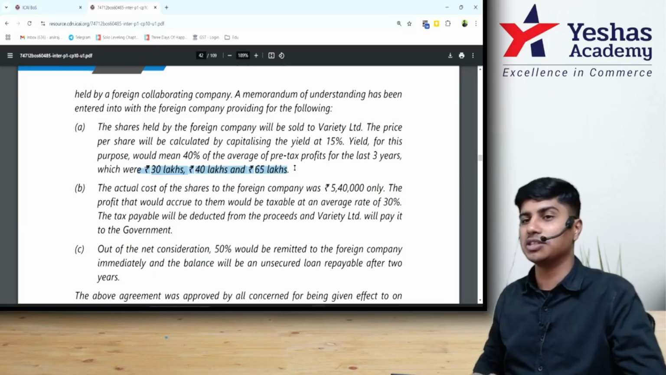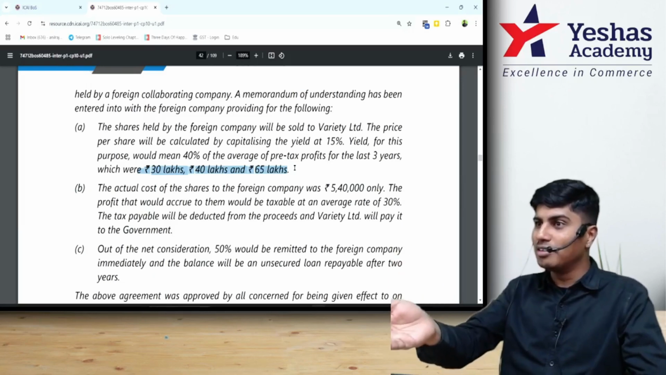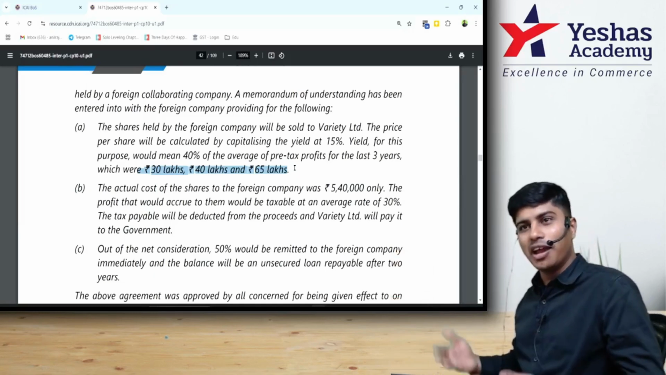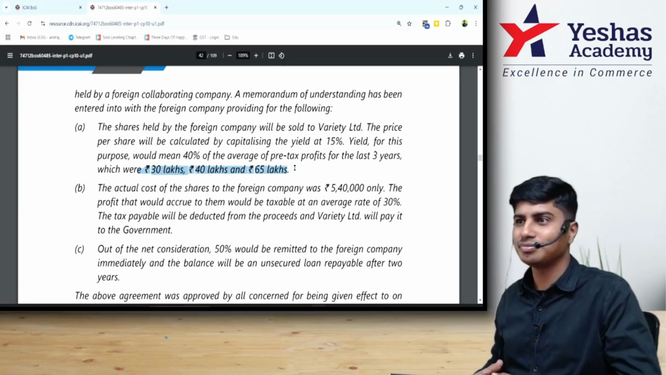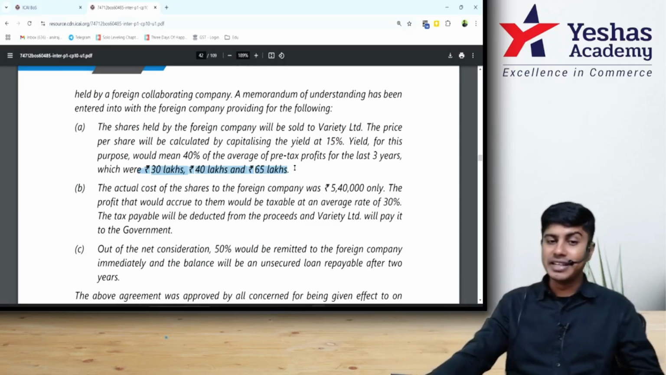120 into 54%. 64.8 lakh is the purchase consideration that I should pay to buy their 54% stake. Understood? Shall we read it once again? Please read this once again.